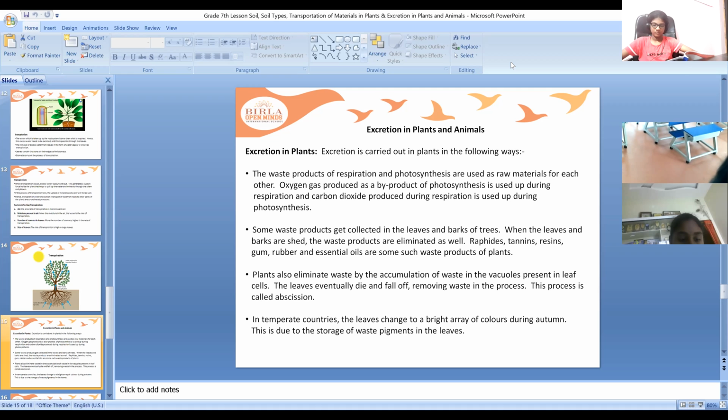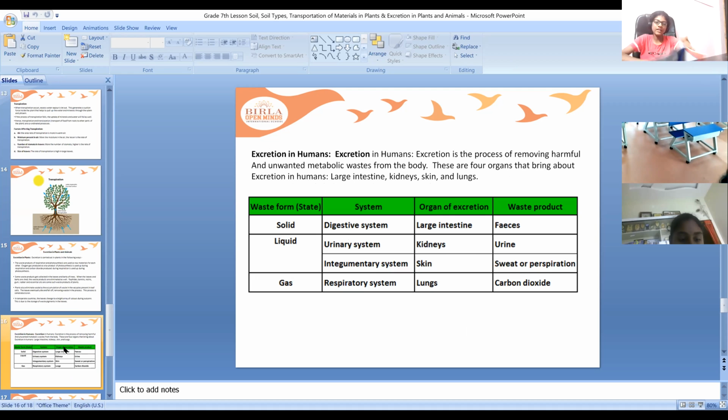Okay, now coming to excretion. Ma'am, I didn't understand this one line, ma'am. Which one? In temperate countries, the leaves change. Yeah, usually the leaves change to bright colors, a bright array of colors during autumn.